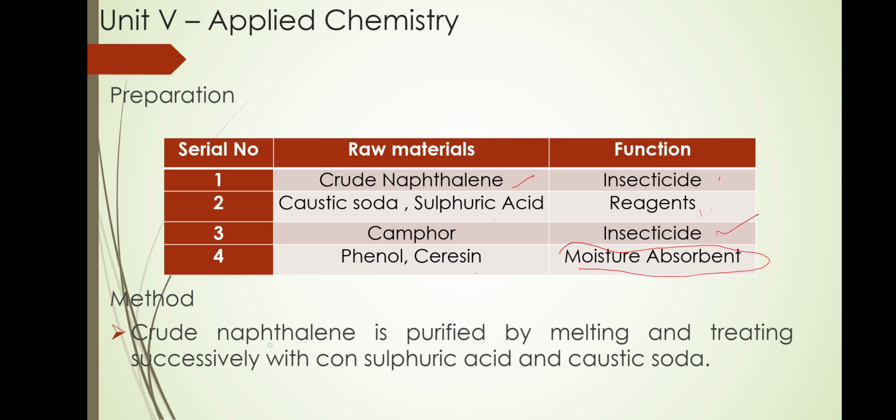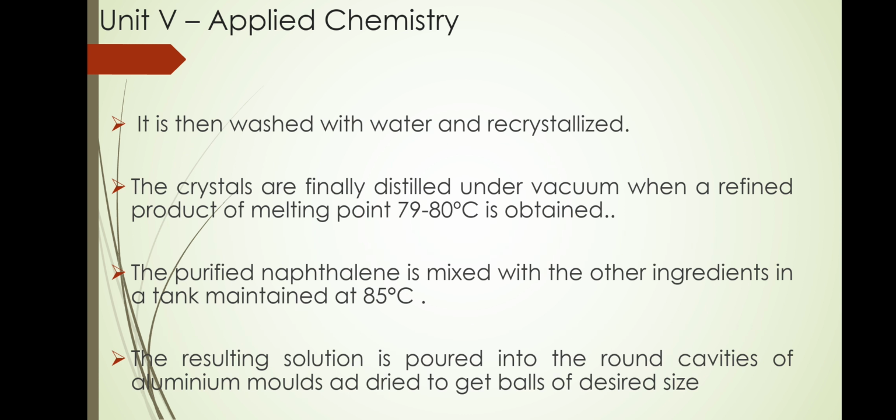Then the method. Crude naphthalene is purified by melting and treating successively with concentrated sulfuric acid and caustic soda. Caustic soda is NaOH. The naphthalene we obtain crude is not pure, so we have to purify it. How do we purify it? It is heated so that it melts into a liquid. To that we add concentrated sulfuric acid and caustic soda. That reacts with the impurities, and all the impurities go away with the caustic soda and sulfuric acid. It is then washed with water and recrystallized.